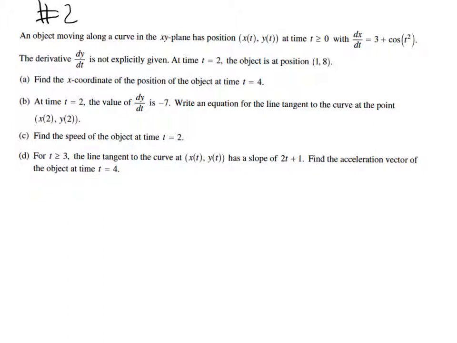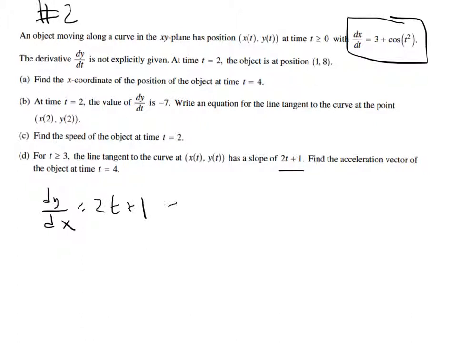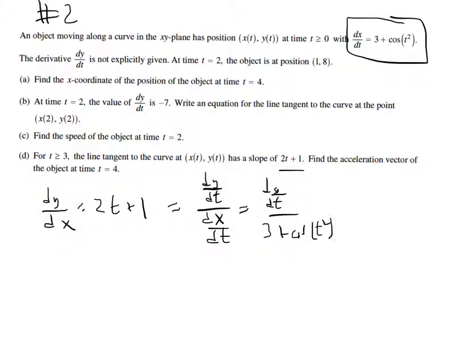Part D, people had some problems with. So you're given this here, dx dt, and you're told the slope is 2t plus 1, and the slope is dy dx. So dy dx equals 2t plus 1. But we also know that this is equal to dy dt over dx dt. And we also know that dx dt from our given is equal to 3 plus cosine of t squared.